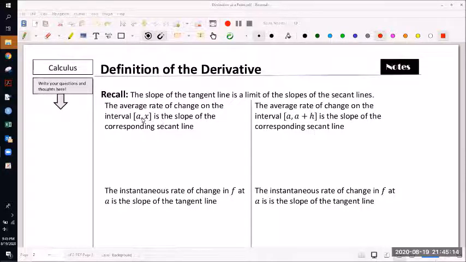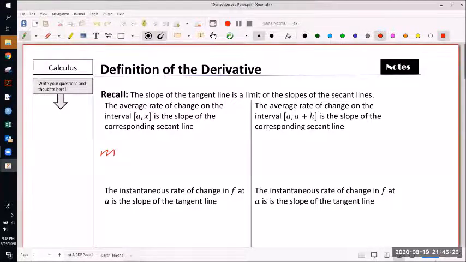We have two ways here of defining the slope of the secant line. The first way here, the average rate of change on the interval a to x is the slope of the corresponding secant line. So we would write out the slope of the secant line as f of x minus f of a divided by x minus a. This is the y value at the right side of the interval at x. This is the y value at the left side of the interval a. And then this would be y2 minus y1 over x2 minus x1. So that's the slope of the secant line.